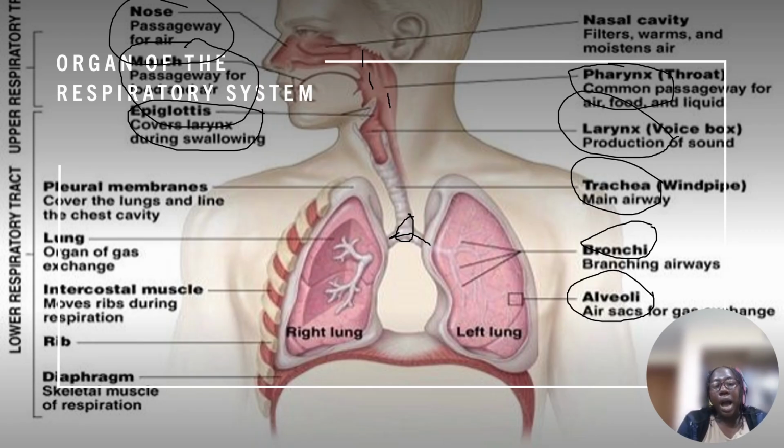So this is how the different organs of the respiratory system work, and how the oxygen exchange, or air gas exchange, occurs.